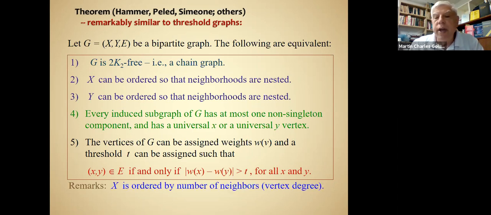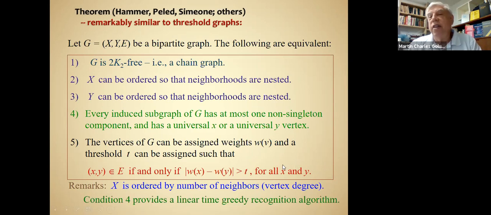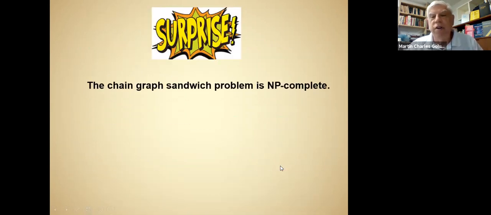And so it might have been obvious that if threshold sandwich could be solved easily, so could chain. But to my surprise, that wasn't the case. And we'll see why. The chain graph sandwich problem, in fact, is NP-complete.